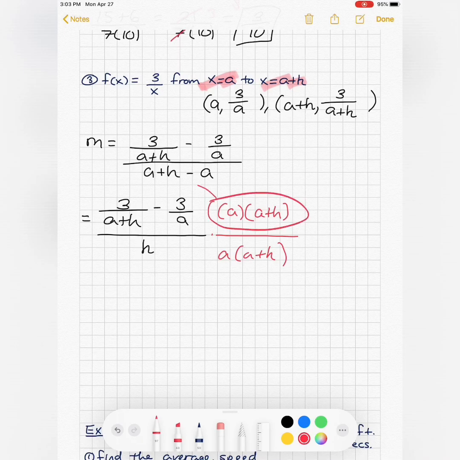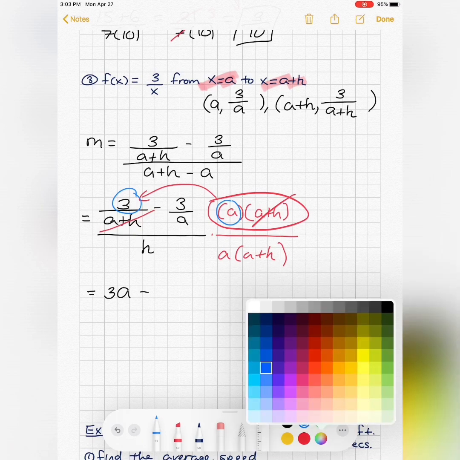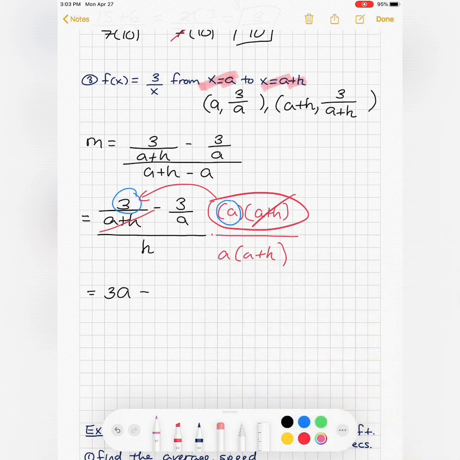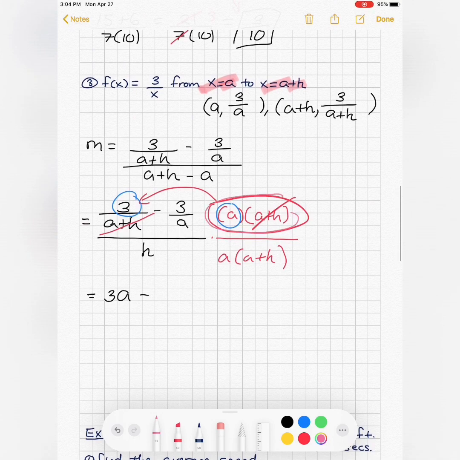So I use that same trick. So I distribute. So here the a plus h cancels. So what I'm left with is the 3 and the a. Okay, so that's 3a. Then when I distribute to the second fraction, let me see, let me use a different color.